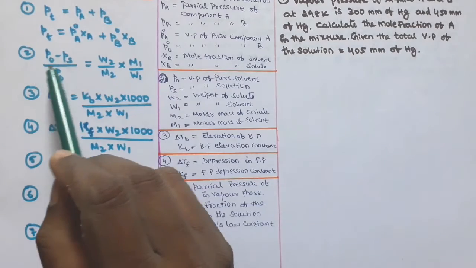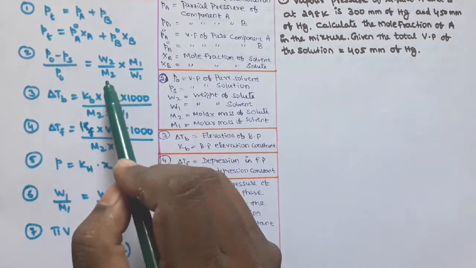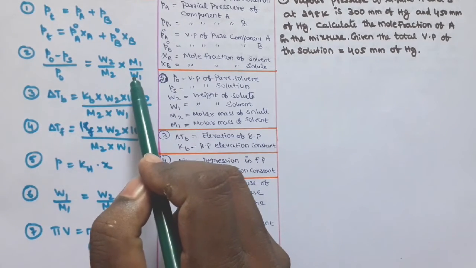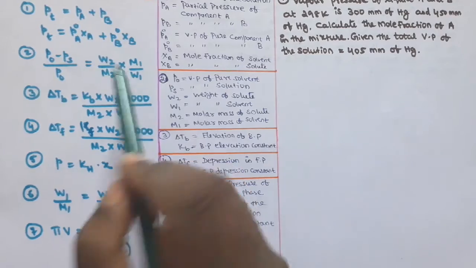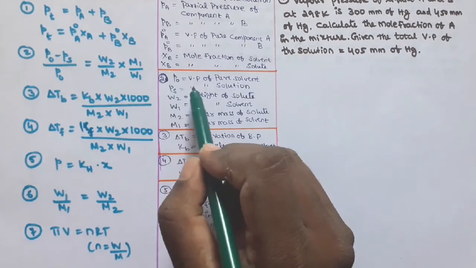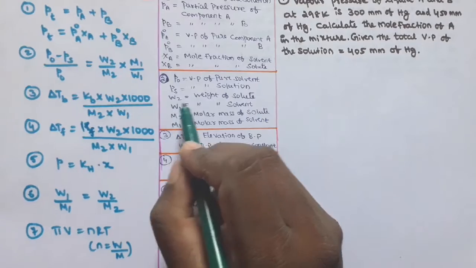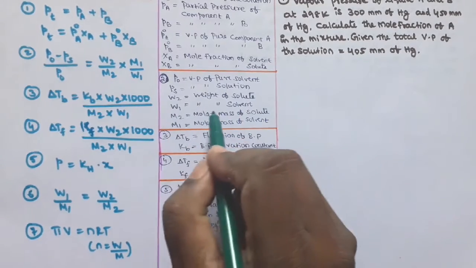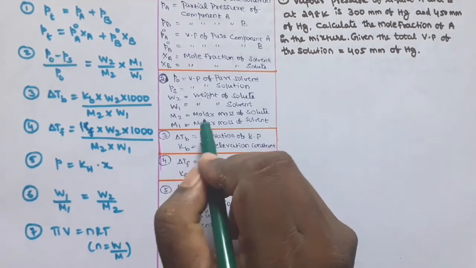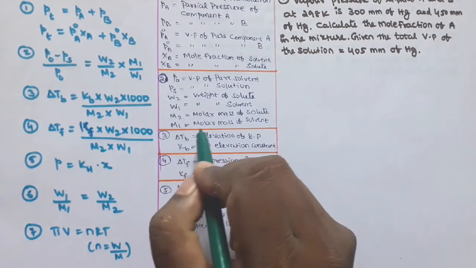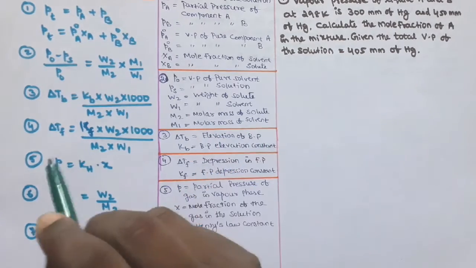Formula 2: (P° − Ps)/P° = (W2/M2) × (M1/W1), where P° is the vapor pressure of the pure solvent, Ps is the vapor pressure of the solution, W2 is the weight of the solute, W1 is the weight of the solvent, M2 is the molar mass of the solute, and M1 is the molar mass of the solvent.